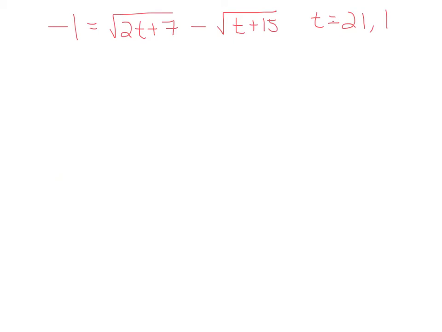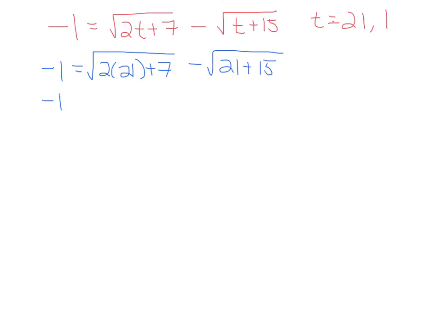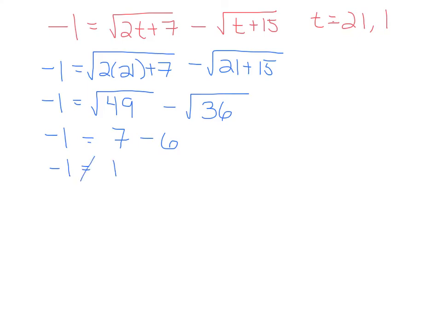So let's plug in t equals 21 first. In our first expression, we would get the square root of 49. In the second expression, the square root of 36. 7 minus 6 does not equal negative 1. So 21 cannot be a solution.